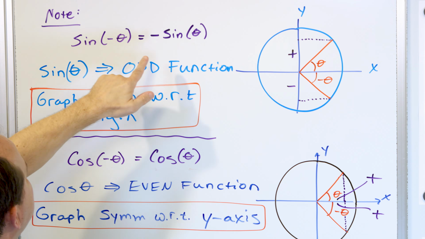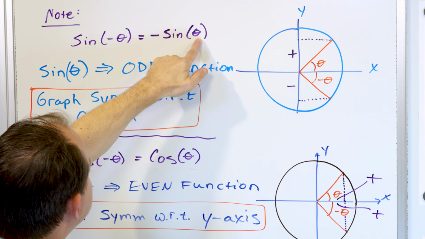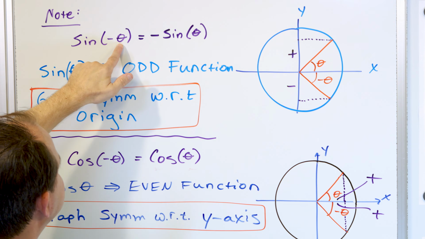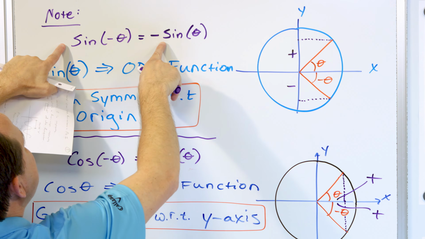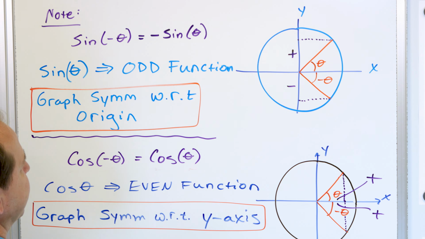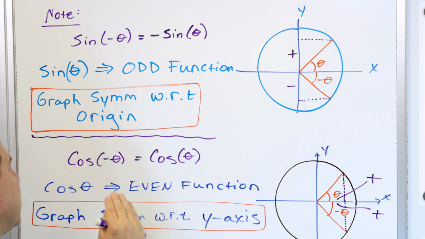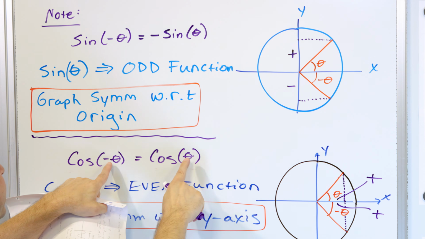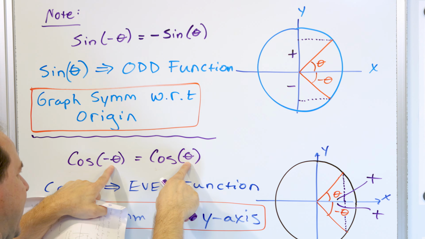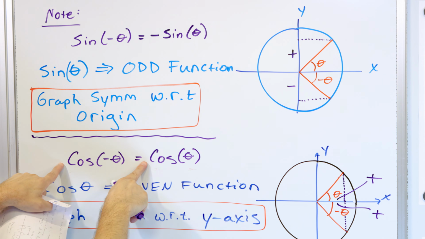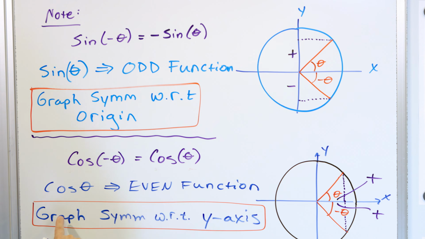The graph is symmetric about the origin. The way you write it is, if you have the positive version of the angle and the negative version of the same angle, you get the same sine back, except one is the negative of the other. That means it's symmetric about the origin. But for the cosine case, we call it an even function because if you take a positive and a negative of the same angle, you get the exact same value back, which means it's symmetric about the y-axis. We call it an even function.